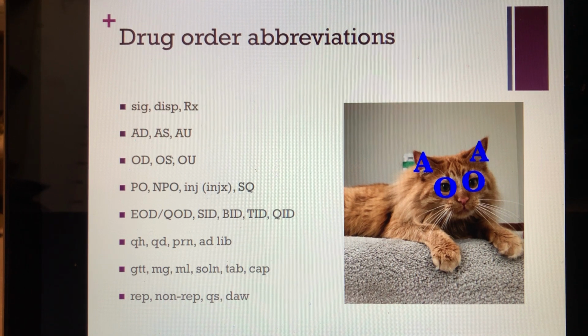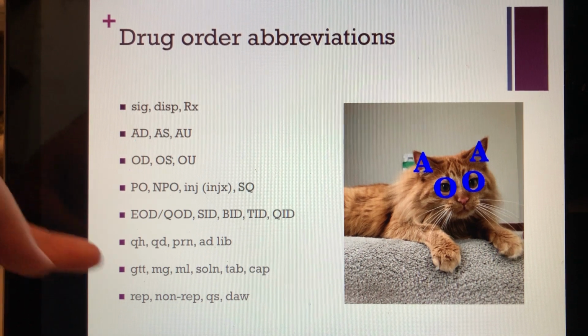Ad lib means you can take as much as you want. It means ad libitum. It's like at liberty. You're free to do as much as you'd like. So for instance, with hand lotion, you could put hand lotion on ad lib. If your hands are dry and you need it, you're going to put on as much as you want. You don't have to worry about overdosing.